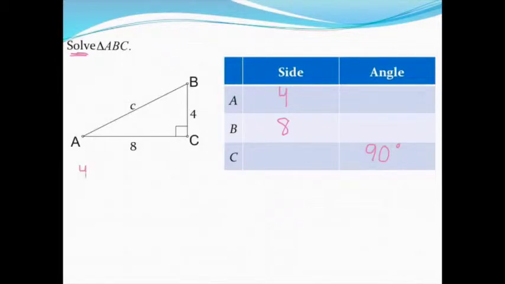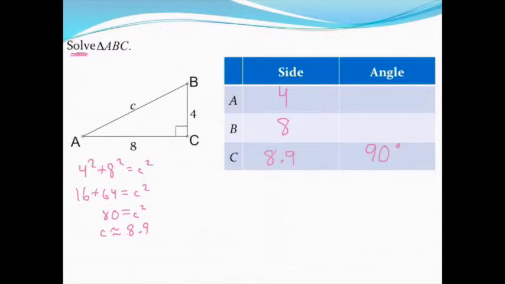So 4 and 8 are the 2 legs, so 4 squared plus 8 squared would equal the hypotenuse squared. So I'll start with that. 16 and 64 are going to add up to 80, and I'll take the square root of that. Nothing in here said I need an exact answer, so I'll just use a calculator and take the square root and get C is approximately 8.9. Let's use 1 decimal place, should probably be good for what we're doing. So I have all 3 sides, so that's done.